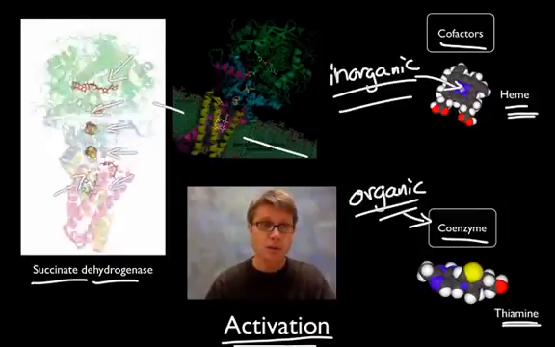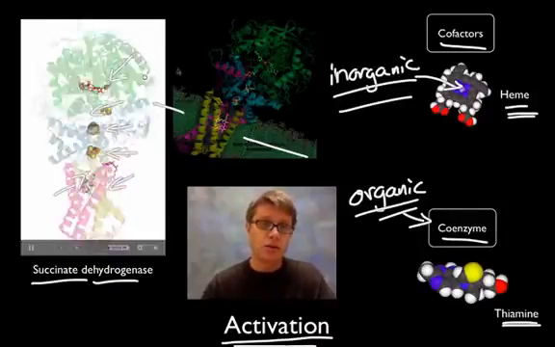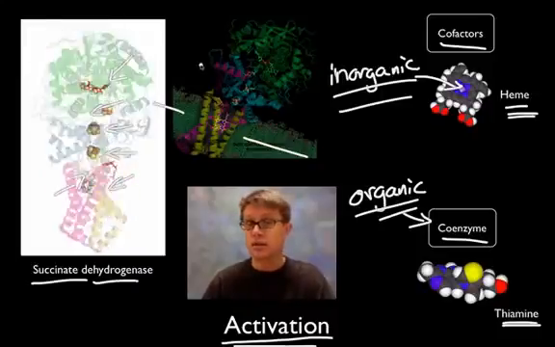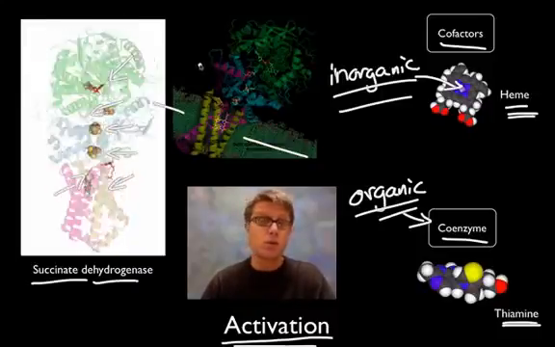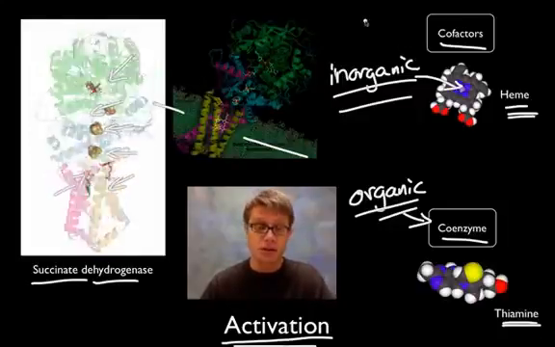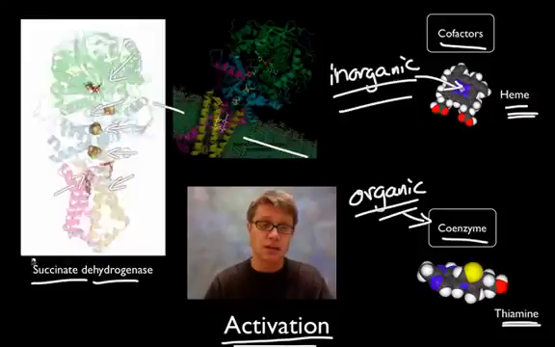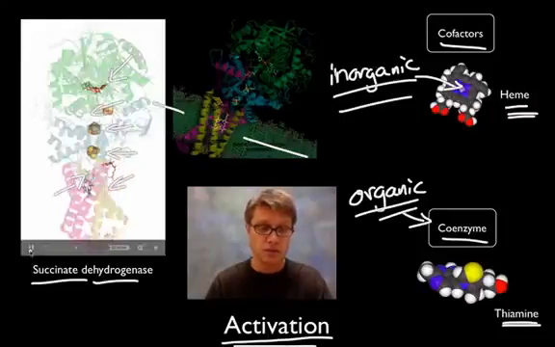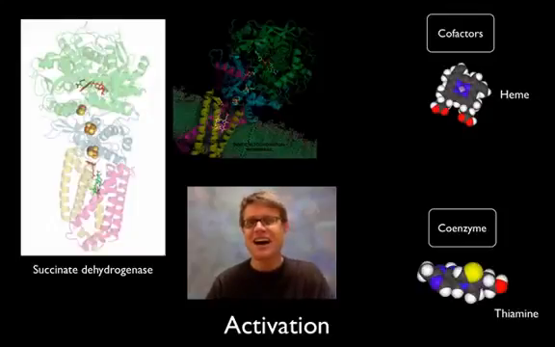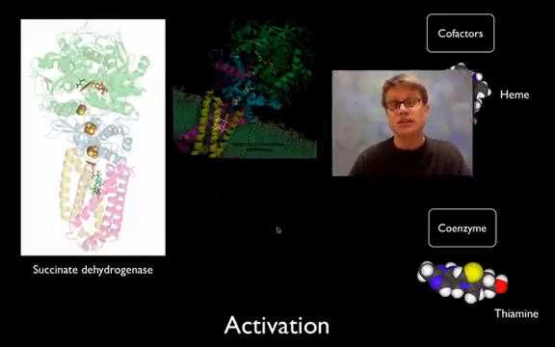But basically what happens is once we have the cofactors and the coenzymes, now we have an enzyme that can actually function. And now it can do what it's meant to do. But if we remove those cofactors, if we remove those inorganics and those organics, then it'll actually come to a stop, or it won't function anymore. So that's activation. That's how we turn enzymes on.